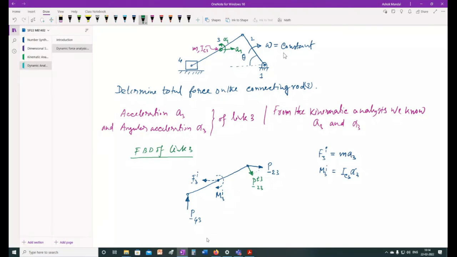Sir, why did you take P43 in the upward direction? See, in general you can have a force P43 like this. If you resolve this P43 into two directions, you have a horizontal component of P43 and a vertical component of P43. Now this horizontal component is zero because there is no restriction along the horizontal direction. So we have only one component of force, that is P43, which is upward. You can say it is downward at any instant, but the direction is this. Is it fine?